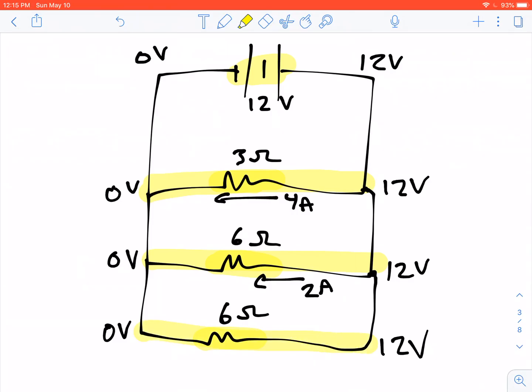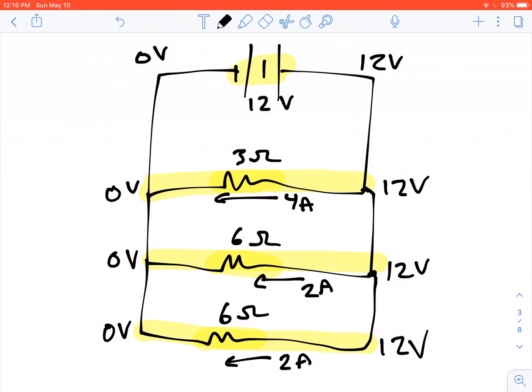You'll notice that each of the 3 resistors all had 12 volts of potential difference, and this guy has 6 ohms again, so it's going to have 2 amps that goes through it, going from high voltage to low voltage. All right, super. We figured out the currents through each individual resistor. Now let's trace what happens to those currents as we go through these various junctions.